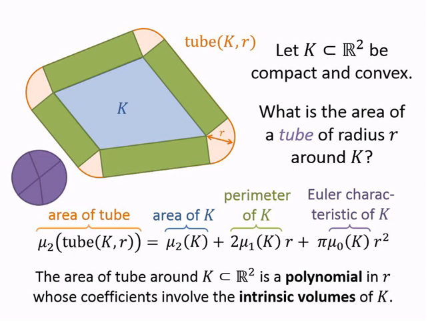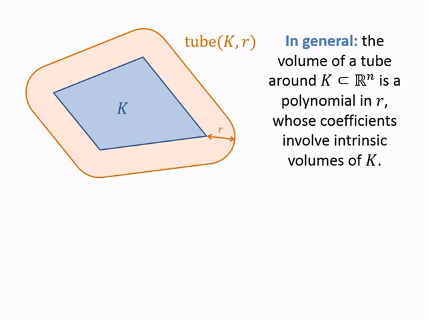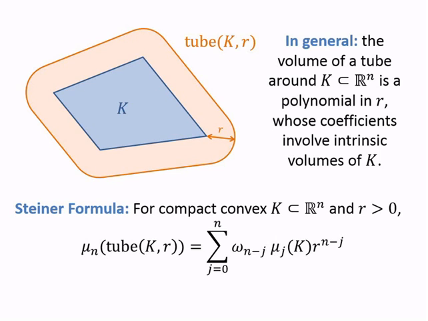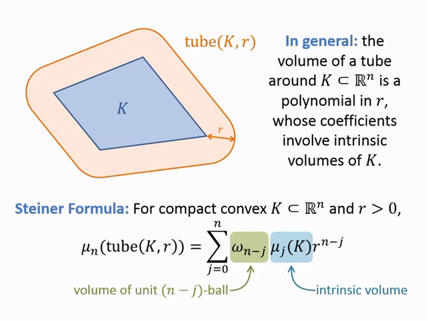And this is true in a much more general sense. If I have a higher dimensional set K, then as long as it's compact and convex, I can write the volume of its tube as this polynomial, where omega is the volume of a unit ball and mu is the intrinsic volumes, which you've seen before. And this is called the Steiner formula. And in some books, this is the definition of the intrinsic volumes for compact convex sets. You may also see versions of a formula much like this called the Weyl tube formula, W-E-Y-L. Any questions about this?